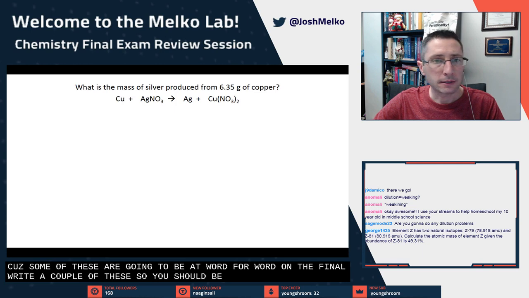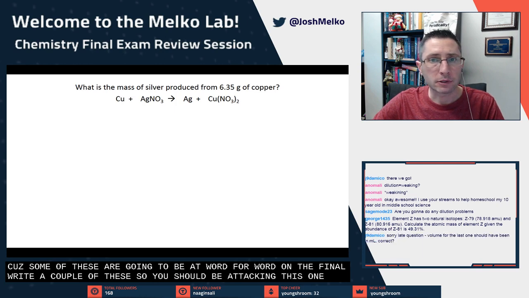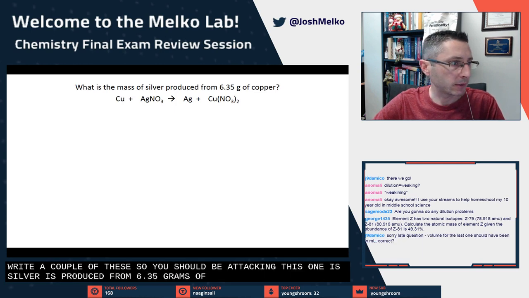All right, so you should be attacking this one. What mass of silver is produced from 6.35 grams of copper?